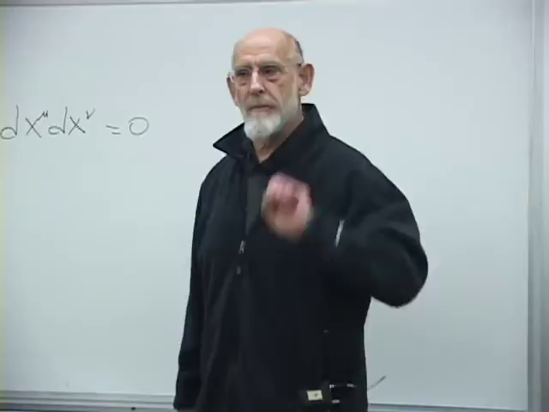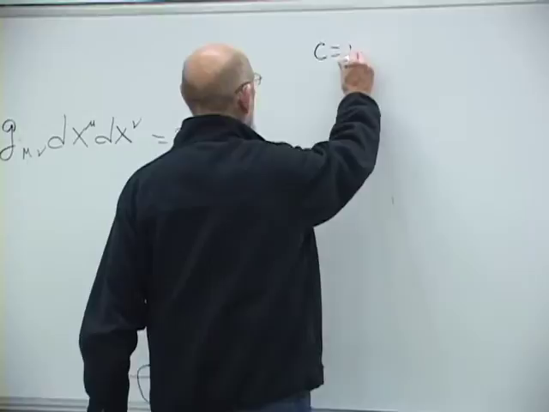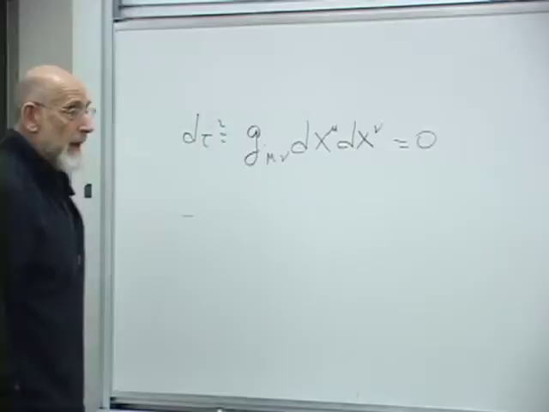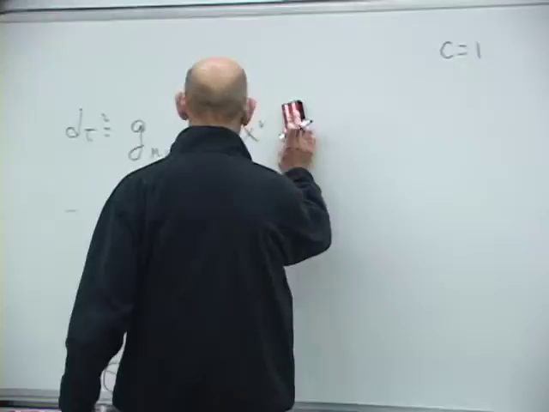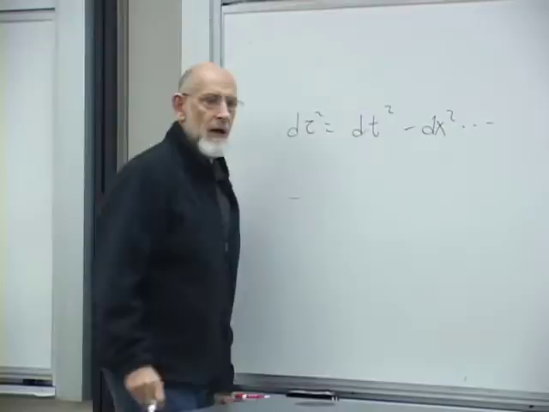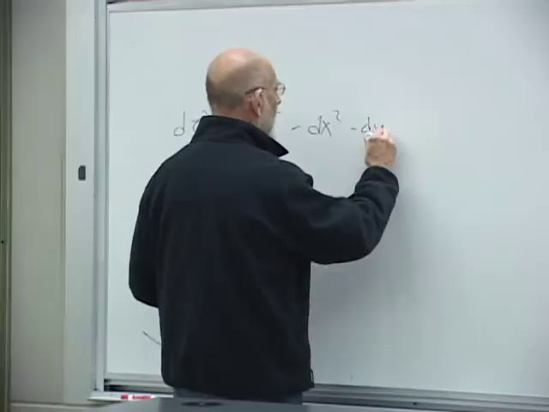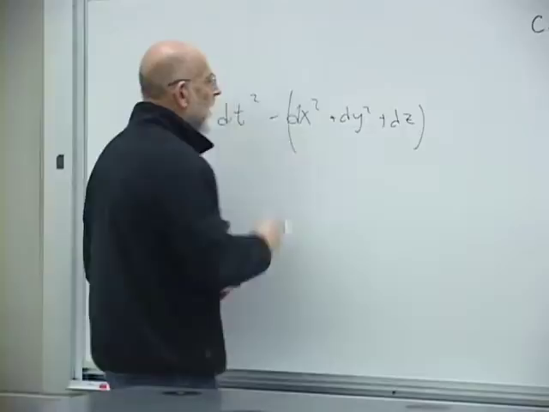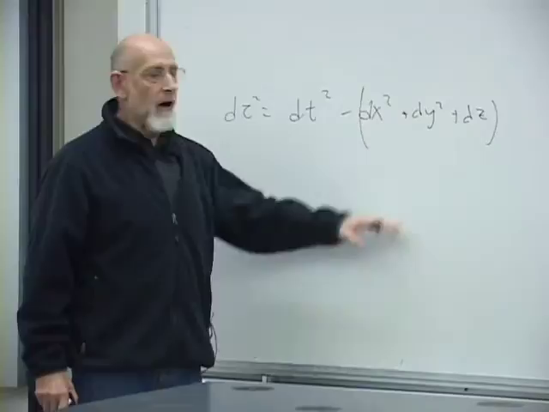First, let's write down the metric of flat space. From here on in, I'm going to set the speed of light equal to 1. In that case, what I would write down for the metric of flat space would be dt squared minus dx squared minus dy squared minus dz squared. Now, this here is nothing but the ordinary metric of ordinary flat Euclidean space, plus time.